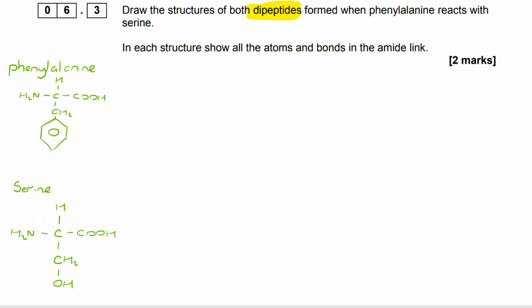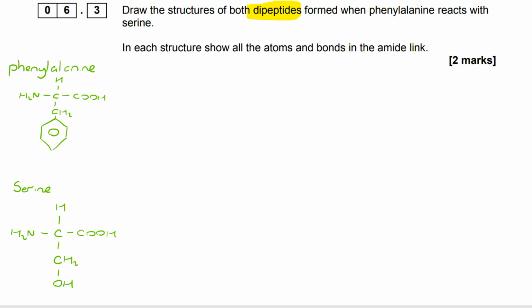Draw the structures of both dipeptides formed when phenylalanine reacts with serine. In each structure, show all the atoms and bonds in the amide link. So the first thing that I've done here, before I even consider the question, is I've drawn out phenylalanine and serine so that we can very clearly see what we're working with.